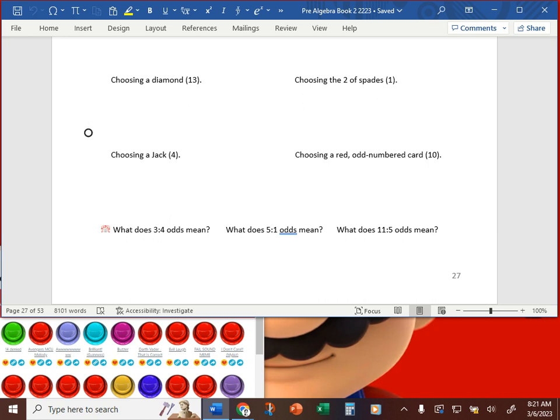What does 3 to 4 odds mean? 5 to 1 odds mean? 11 to 5 odds mean? I'm going to walk around, check work, so don't close your binder when you finish until I come around. Remember, it needs to be written as probability, as percentage and fraction, and then the odds. Exactly what we did in the first 2 examples, I want you to do on your page here. I'll come around and answer questions and take a look and see what we see.